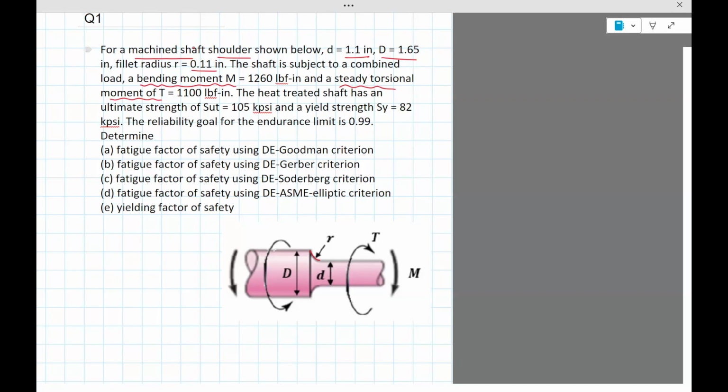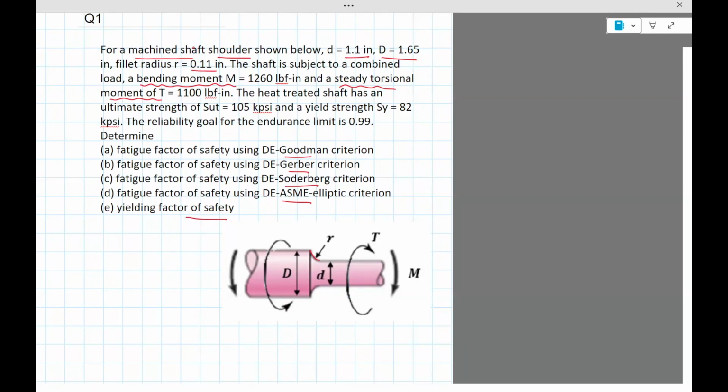The heat-treated shaft has an ultimate strength of 105 kpsi and yield strength of 82 kpsi. The reliability goal of the endurance limit is 0.99. We need to determine the fatigue factor of safety using a bunch of criteria. So D, Goodman, Gerber, Soderberg, ASME, and yield factor of safety.